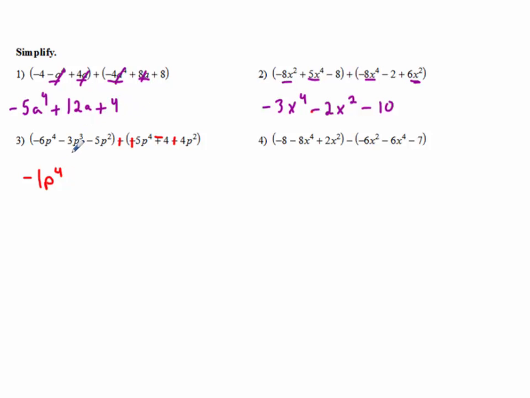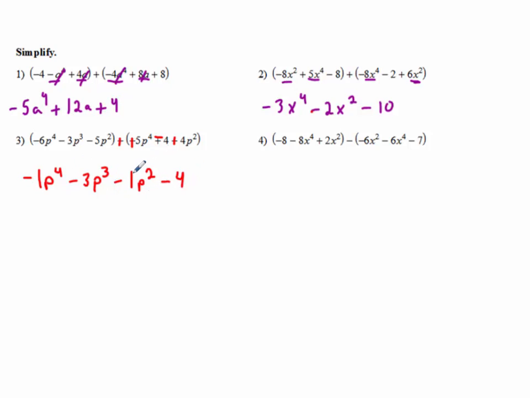And then we would do just this p cubed is the only one I have, so I'm just going to write it. It doesn't have anything to add with. Then our p squared is negative 5p squared plus 4p squared is negative 1p squared. And then I don't have any p's, and then I have this negative 4 by itself.